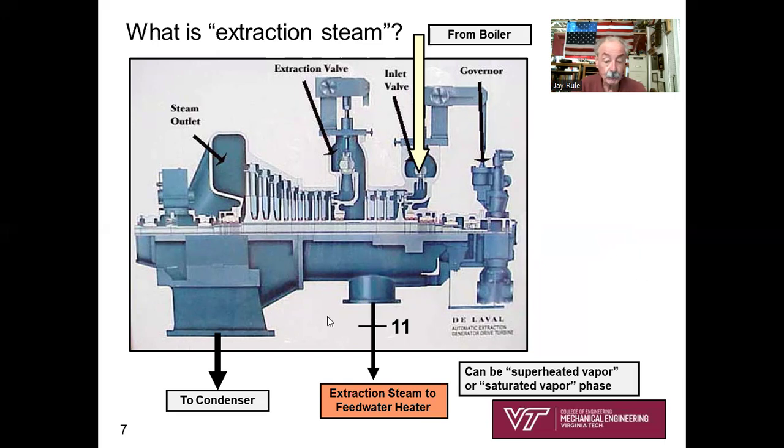Same idea as the open feedwater heater. We're using extraction steam from the turbine to preheat the feedwater. And so let's see that turbine, there's your extraction point, state 11, and then this point right here is the exhaust from the lower pressure sections of the turbine going to the condenser.